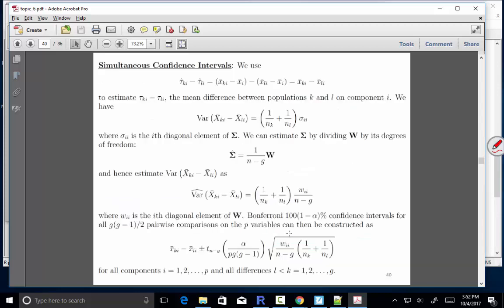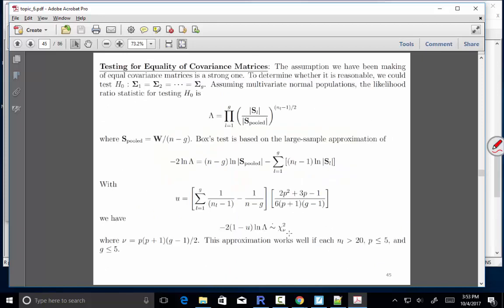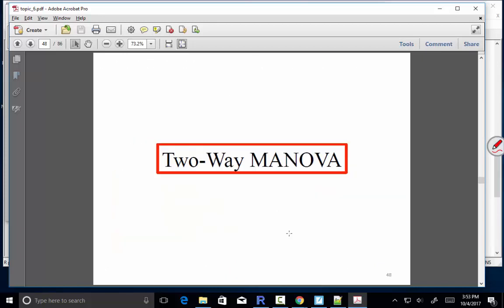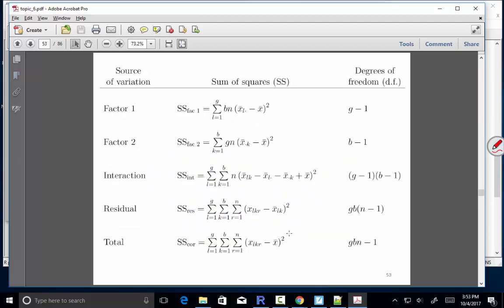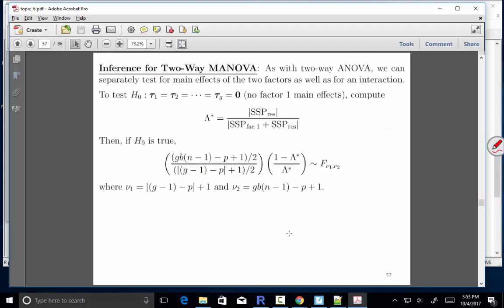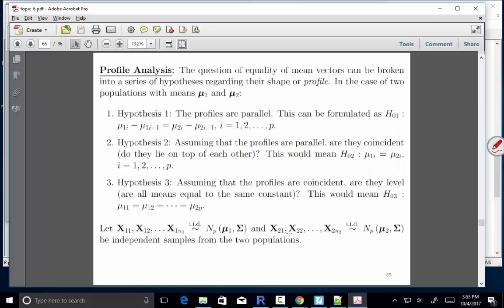So lots of good stuff there. I think we can wrap this up. I'm going to skip testing for equality of covariance matrices. I'm probably going to skip two-way MANOVA. It's just a lot of math. And if you're familiar with two-way ANOVA, it's just like that, except with multivariate cases. And it's definitely something that you would like software to do for you, because the notation is complicated. So I don't plan to go through the two-way MANOVA, and I'm not going to go through profile analysis. We can skip that.